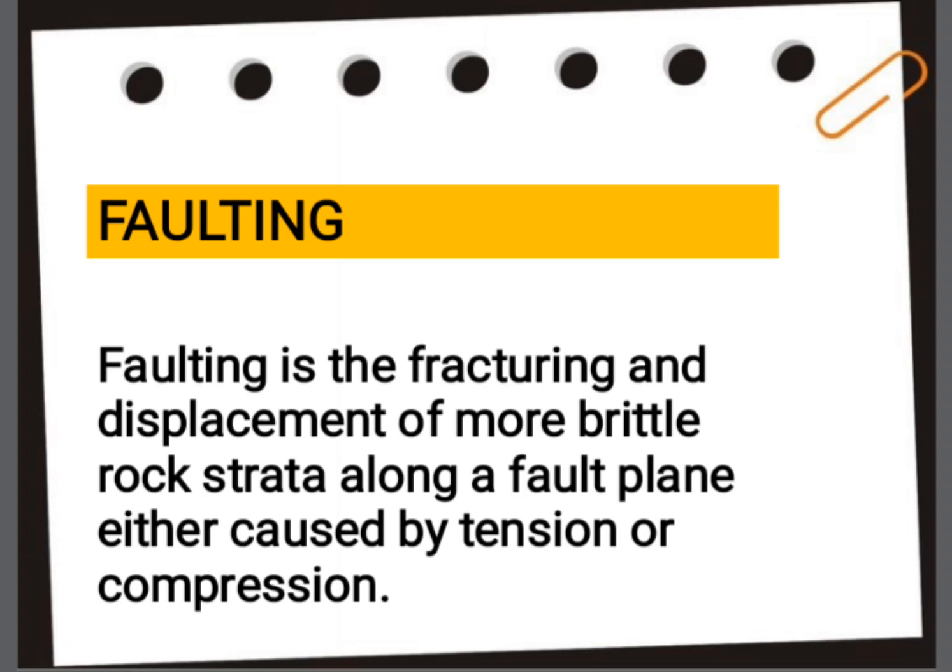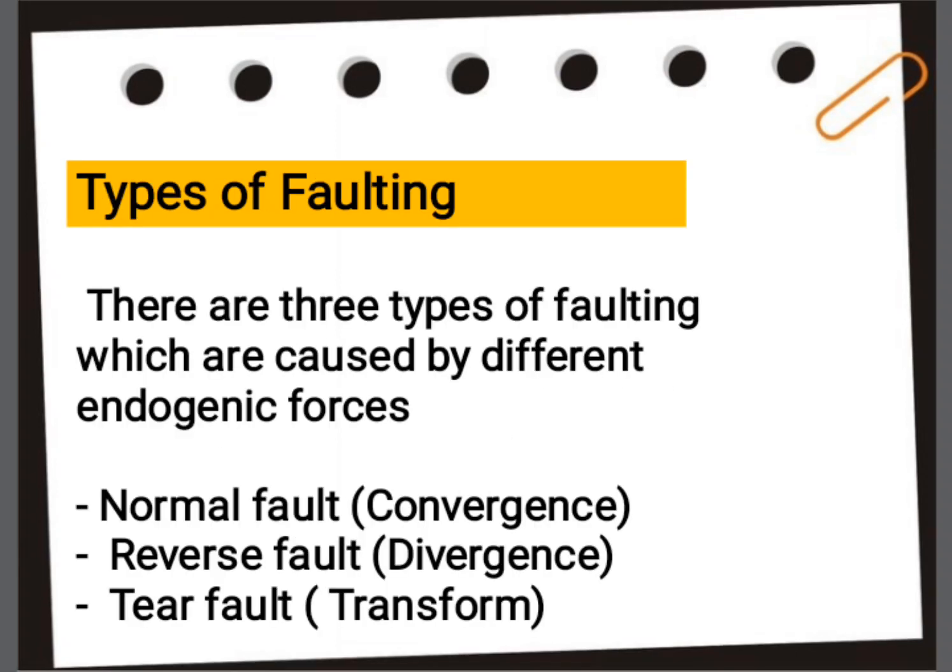These lines are often lines of weakness which allow molten rocks to rise up onto the Earth's surface when there is active volcanic activity nearby. There are three types of fault which are caused by different endogenic forces. These are the normal fault, also known as convergence, the reverse fault, also known as divergence, and the strike-slip fault, commonly known as transform.